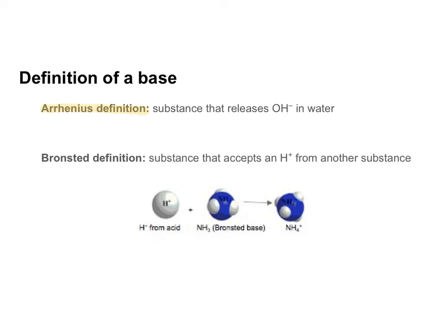So if I take something like sodium hydroxide, NaOH, and I put it into water and allow it to dissociate, I will get Na plus 1 and OH minus 1. So that's the dissociation reaction, which we talked about last unit.